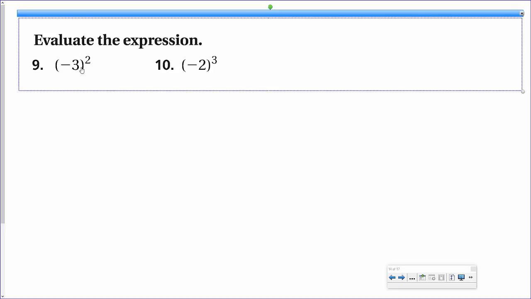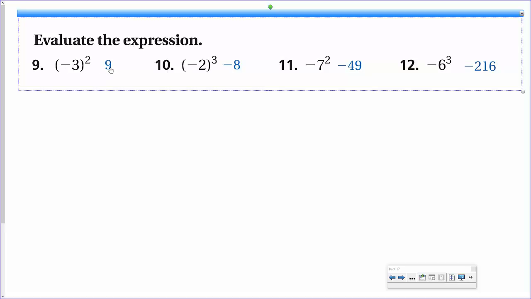So evaluate this expression. I have negative 3 to the second power. Again, the whole thing is being multiplied to the second power, so it's negative 3 times negative 3, which is a positive 9. This would be negative 2 times negative 2 times negative 2. So is this going to be a positive or a negative answer? Think about that. This is negative 7 to the second, positive or negative, think about it. Negative 6 to the third, think about it.